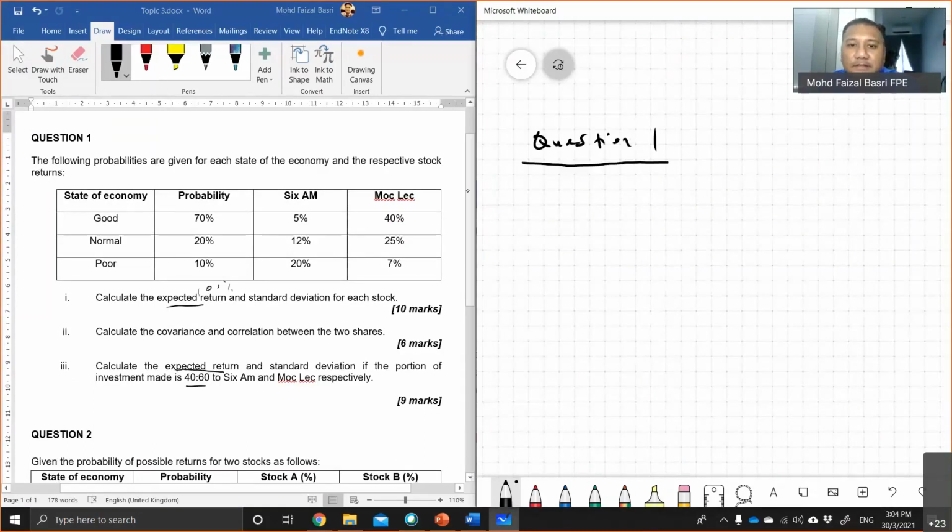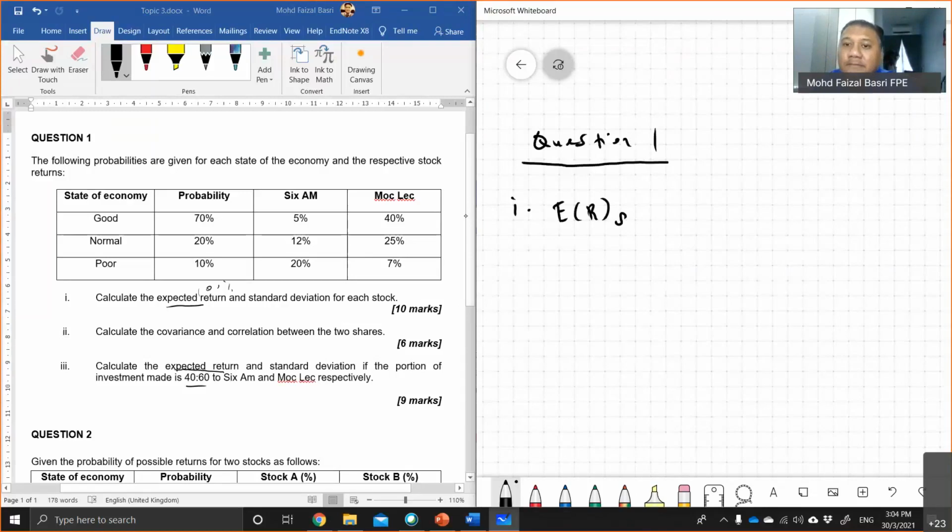Right? First, they ask to calculate the expected returns, together with the standard deviation for each stock. So we have 6AM and ML. We go for ER first. We calculate ER, expected returns, for S, where S represents 6AM.